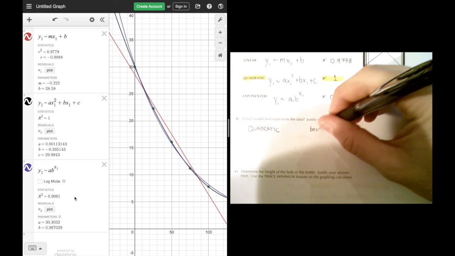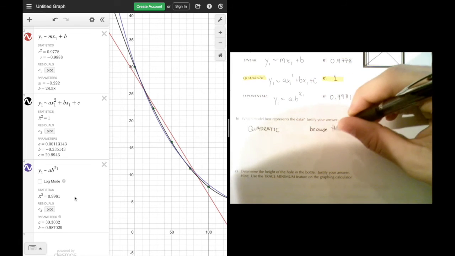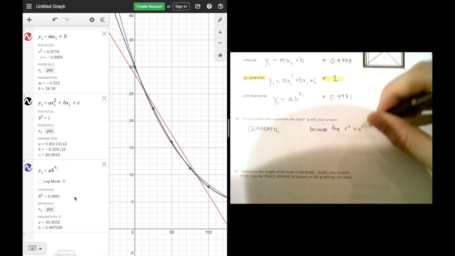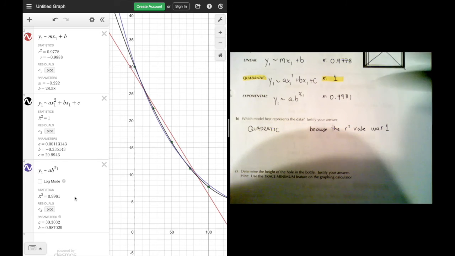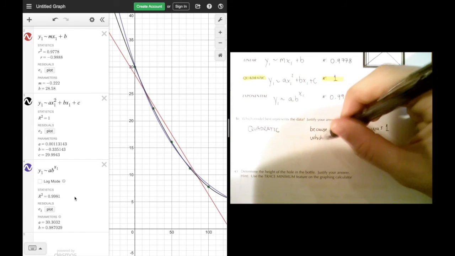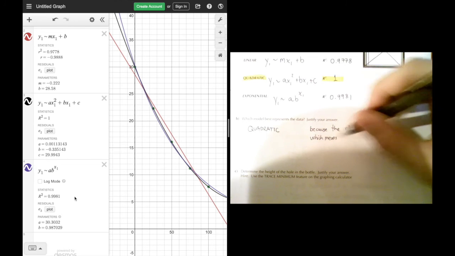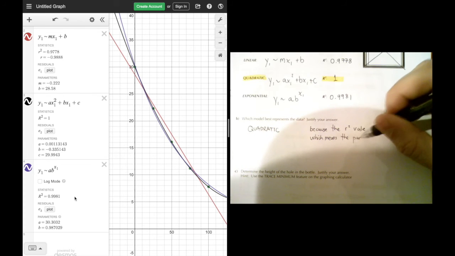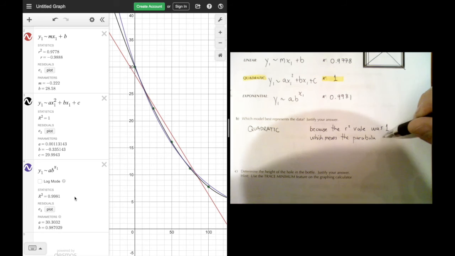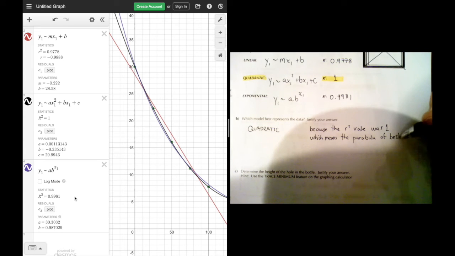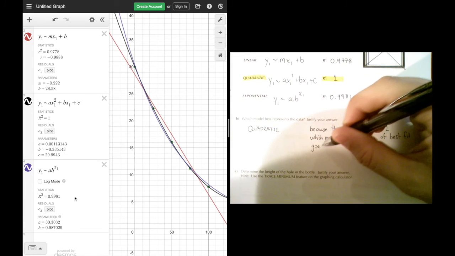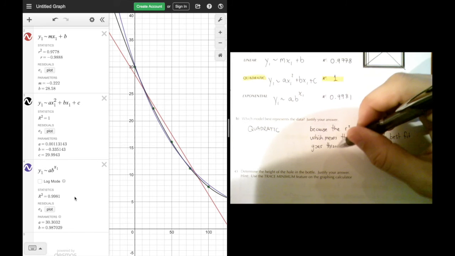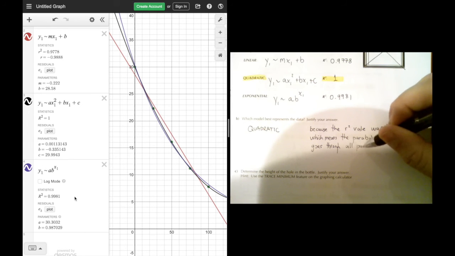And it's because the r squared value was 1, which means the parabola of best fit goes through all points perfectly.